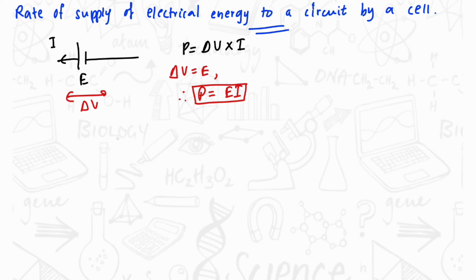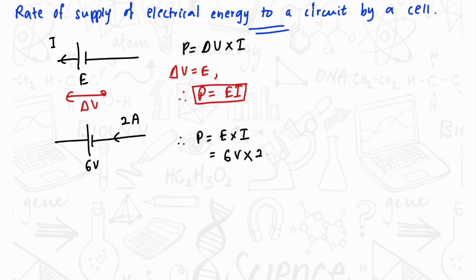For example, let's say we have a battery of 6 volts and the current flowing across it is 2 amperes. Therefore, the power is equal to E times I. Here E is 6 volts and the current is 2 amperes. Therefore, the power will be 12 watts.